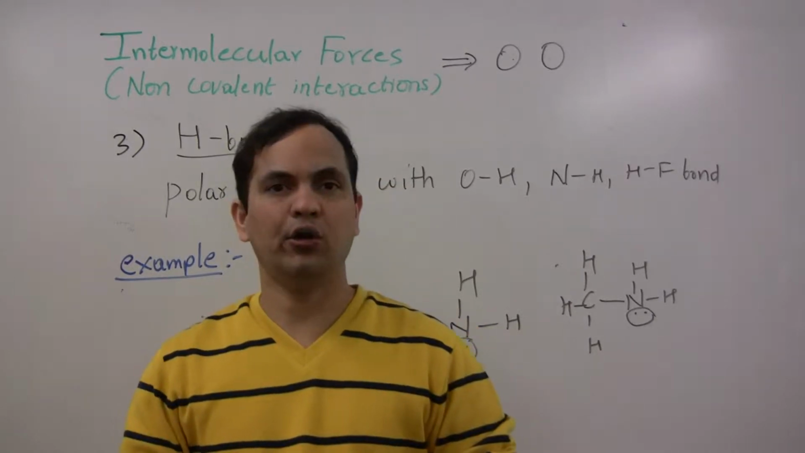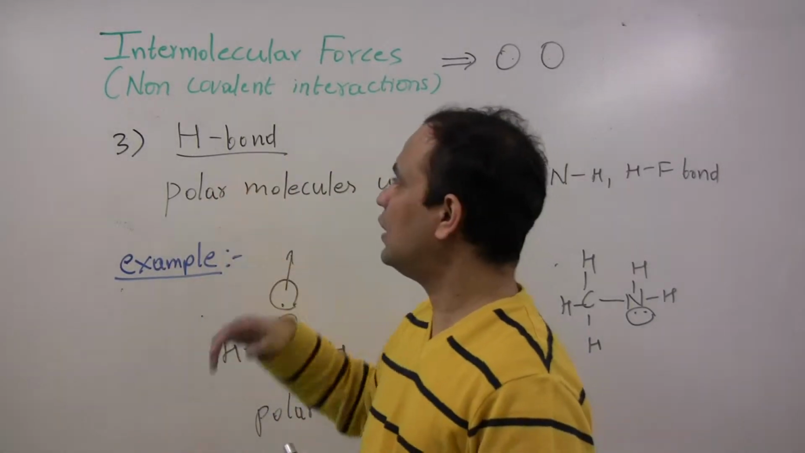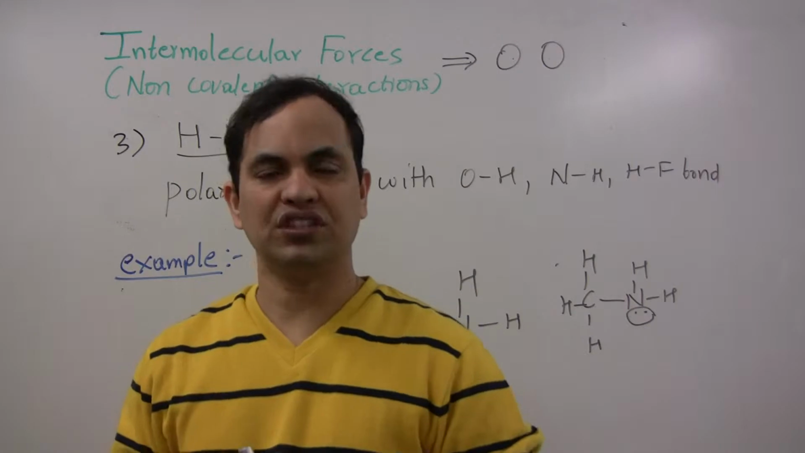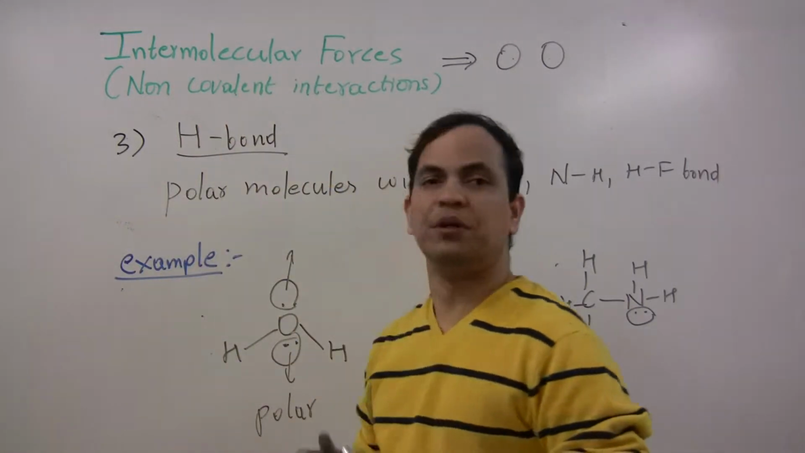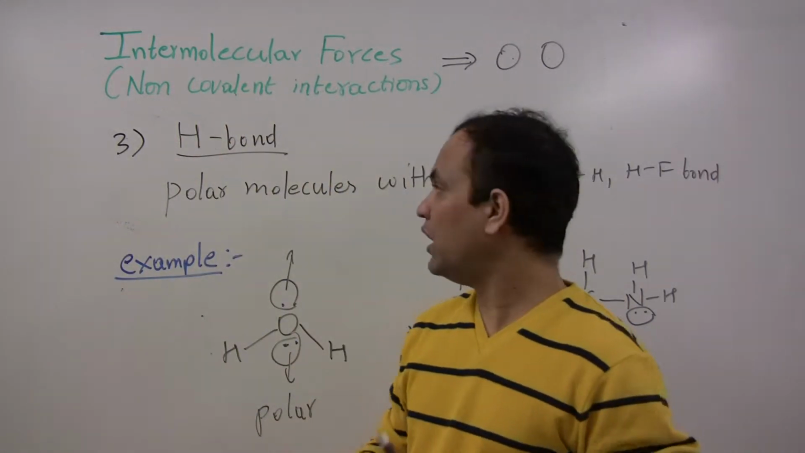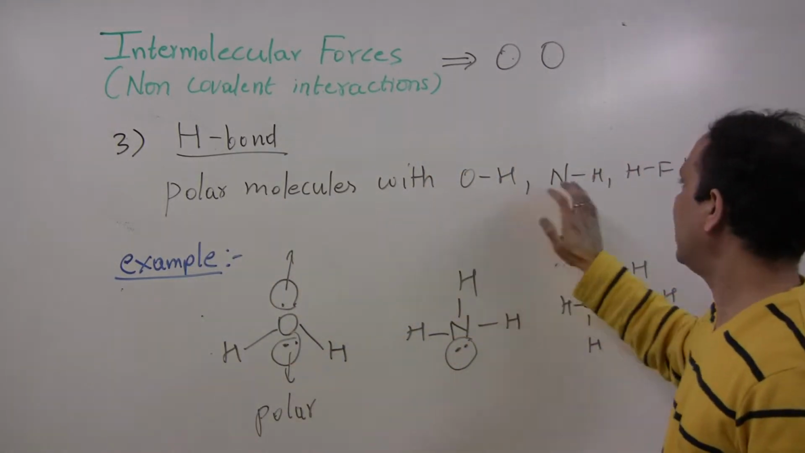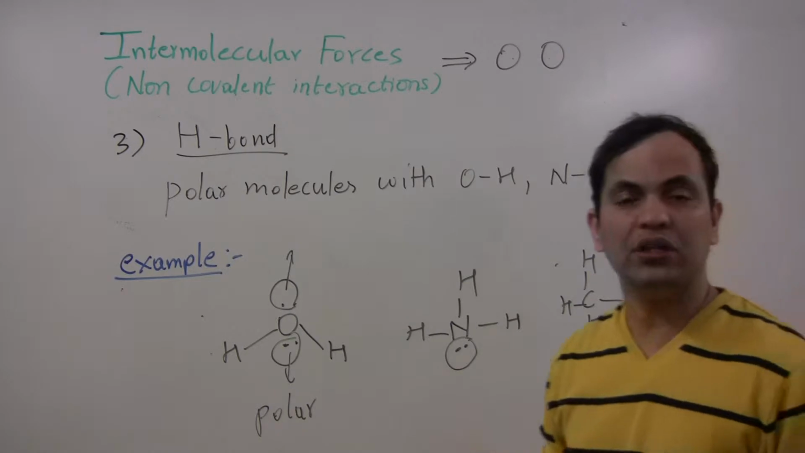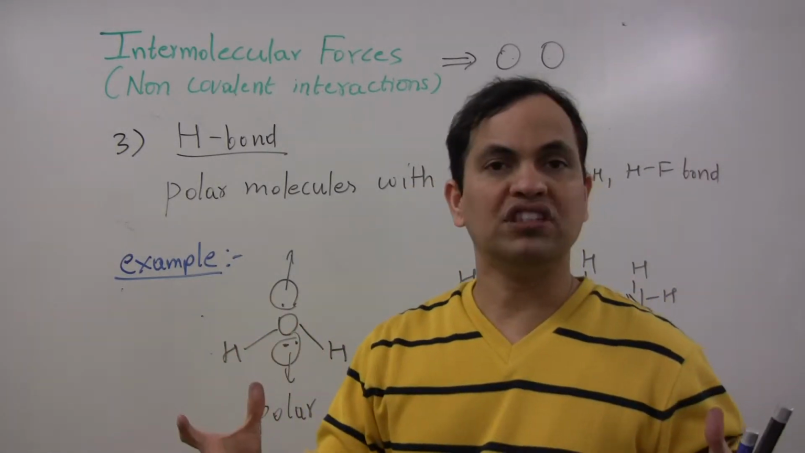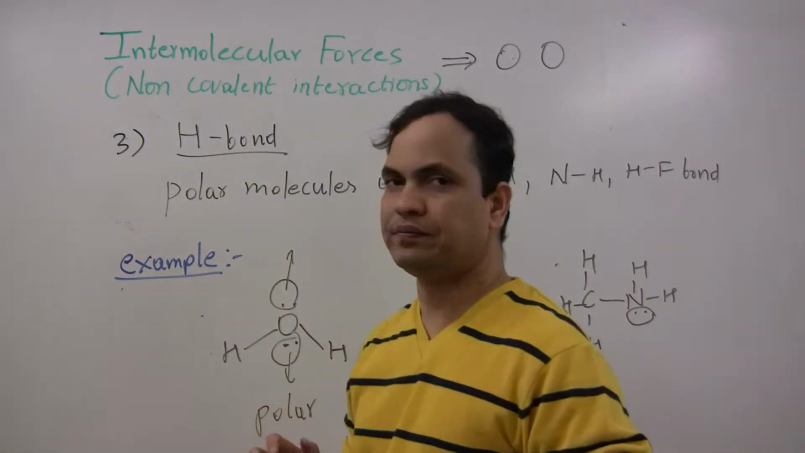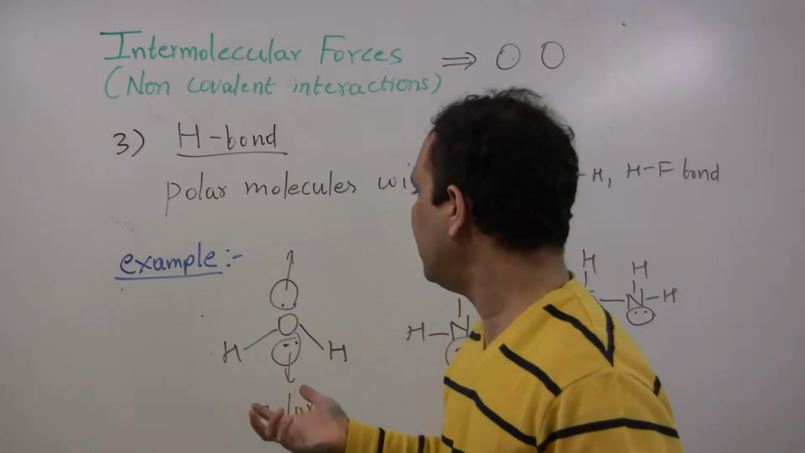Now let's talk about the hydrogen bond. Hydrogen bond is the third type of intermolecular forces that exist between molecules. So what type of molecules will have hydrogen bond? Polar molecules with OH, NH or HF bonds will have the intermolecular forces as hydrogen bond. So now let's consider some examples.